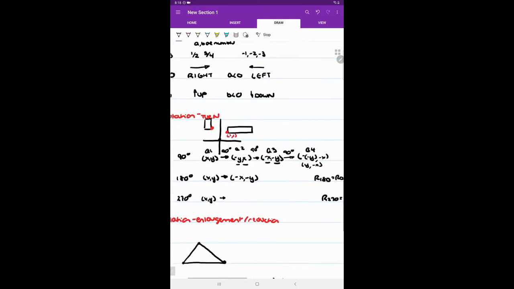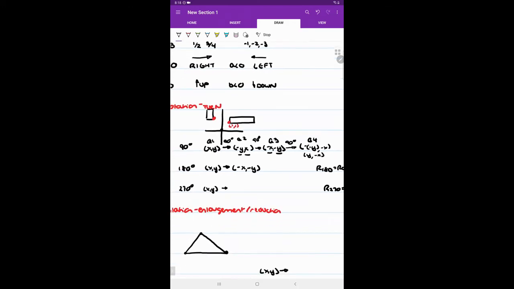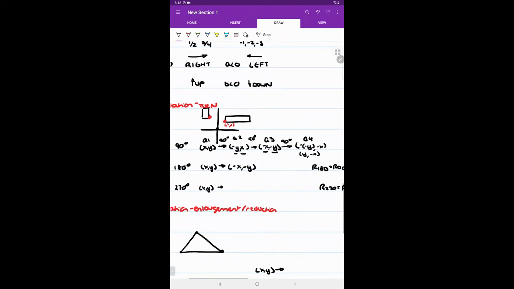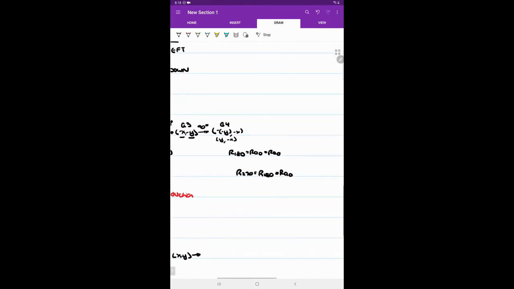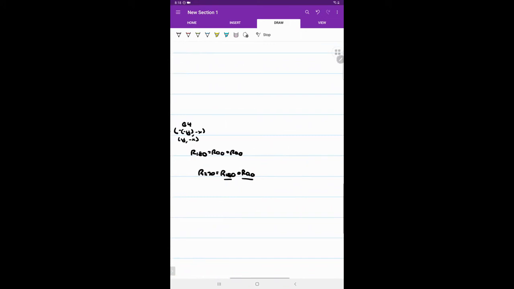And then finally, a rotation by 270 degrees. Well, again, I kind of spoiled it. If I do 3 rotations of 90 degrees, I get y, negative x. But another way to think about it, as opposed to a composition of 3 rotations, we can think of a composition of 180 degrees and 90 degrees.